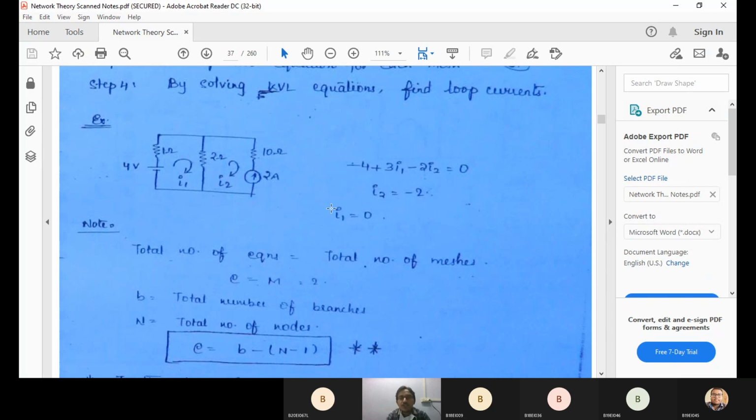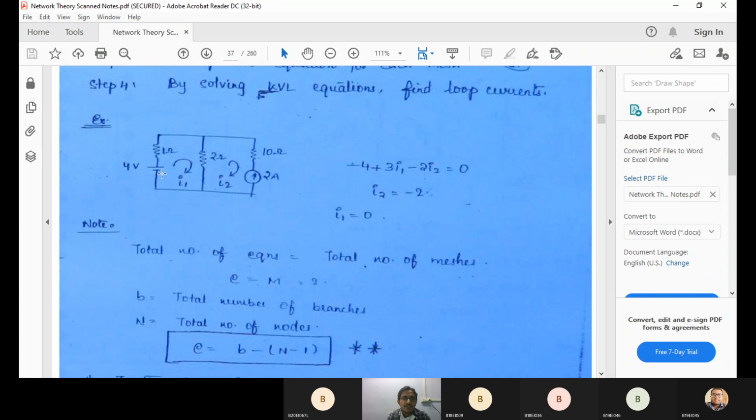First of all, do you understand this mesh analysis or shall I repeat again? Tell me, do you understand or shall I repeat? Repeat, sir. Okay. So this is loop 1 and this is loop 2. I am assuming the current in loop 1 is I1 and the current in loop 2 is I2. This is the direction I am mentioning, the clockwise, in this way.